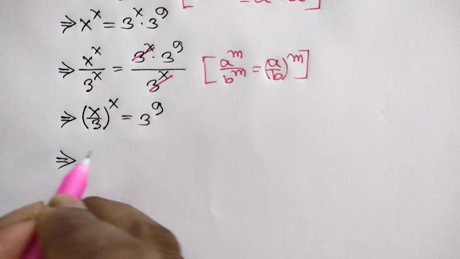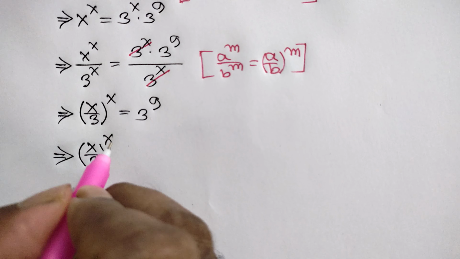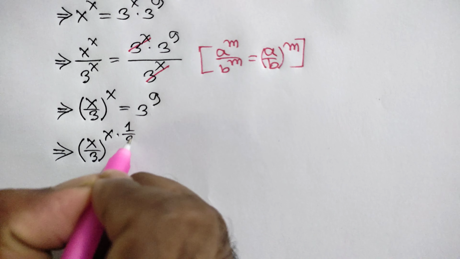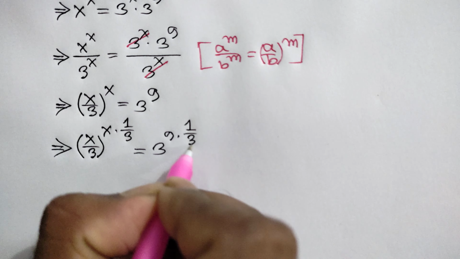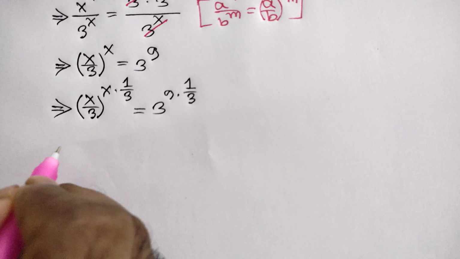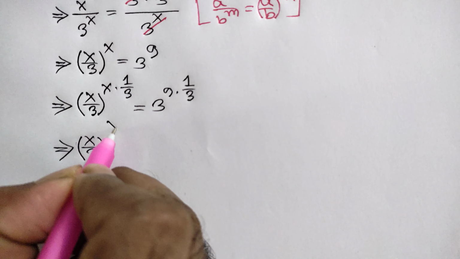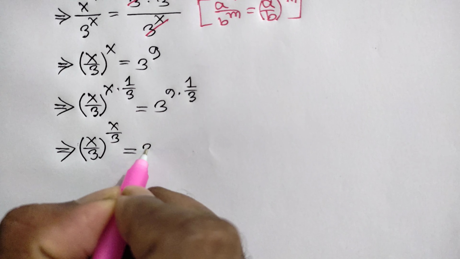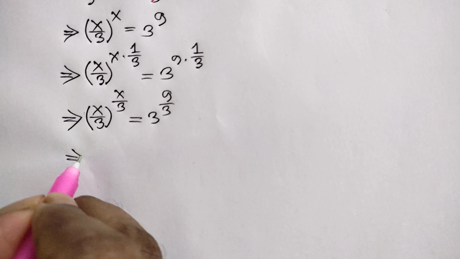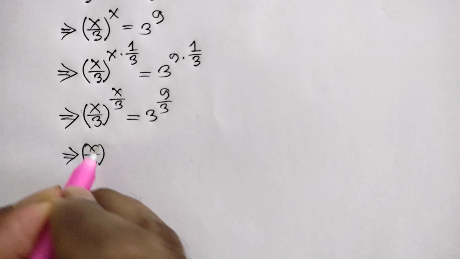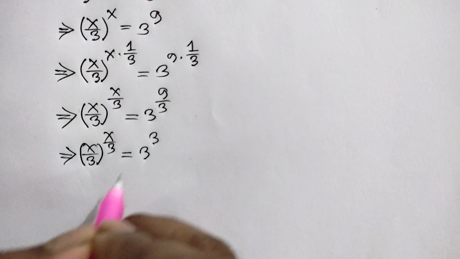Now x over 3 whole to the power x times 1 over 3 is equal to 3 to the power 9 times 1 over 3, or x over 3, x times 1 is x over 3, is equal to 3 to the power 9 times 1 is 9 over 3, or x over 3 is equal to 3 to the power 3.